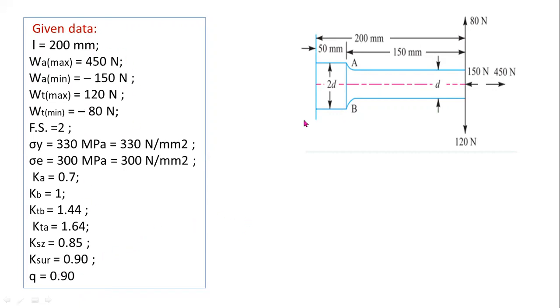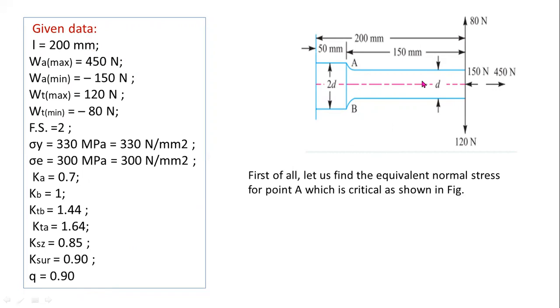By using these values, you have to determine the suitable diameter of the shaft. Small d. You have to find out the value of small d. Here you can observe this is a stepped shaft. Here the diameter is 2d. Here the diameter is small d. So already we know that the maximum stress always occurs at small cross-sectional areas. So this smaller diameter may fail due to loading.